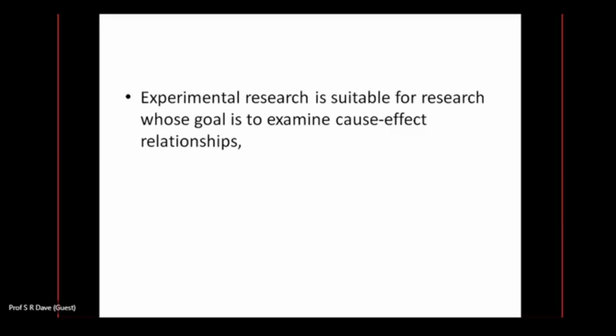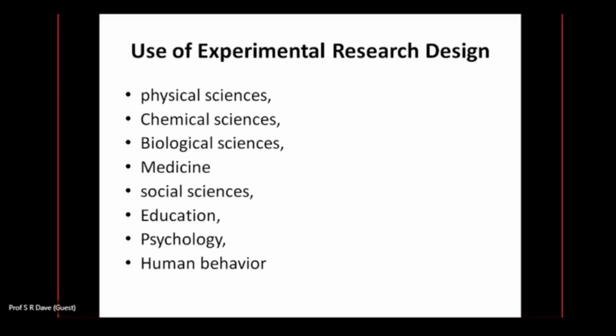Experimental research is suitable for research whose goal is to examine the cause and effect relationship. And normally, as people of science, we want to examine cause and effect and the relationship between these two. Experimental research may be used in the physical science, chemical science, biological science, medicine, social science, education science, psychology, human behavior, and many more fields. Due to the shortage of time, I may not give you the explanation of all this.